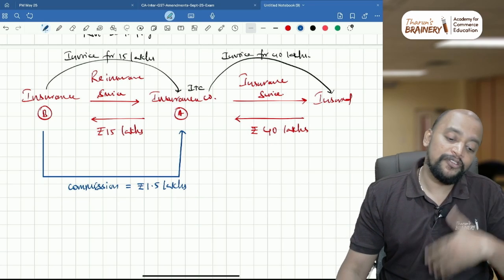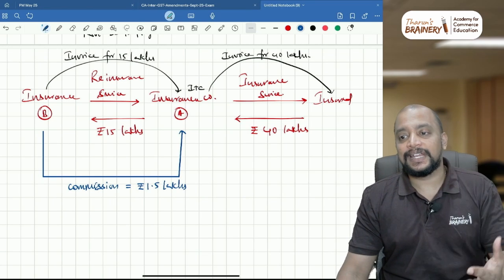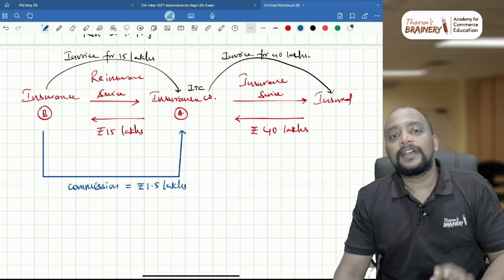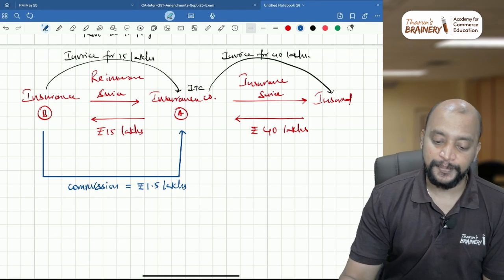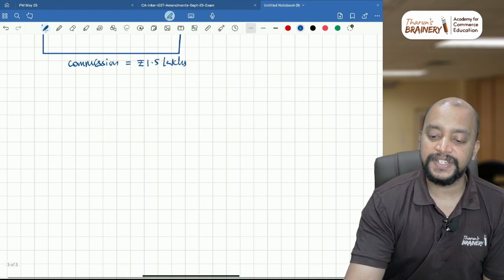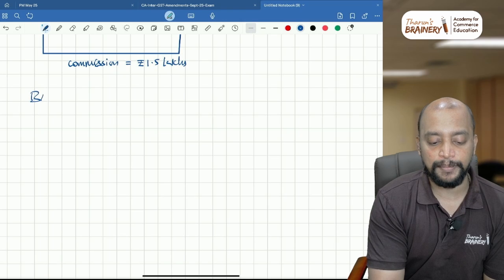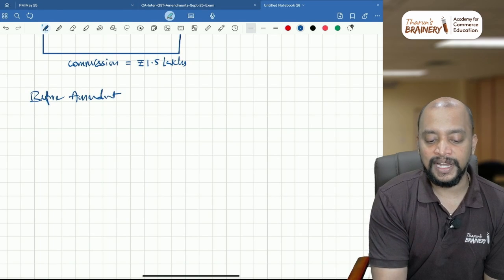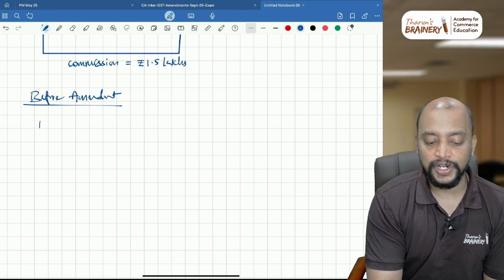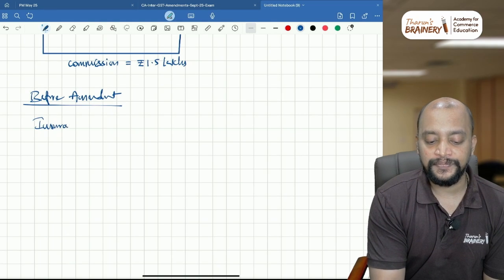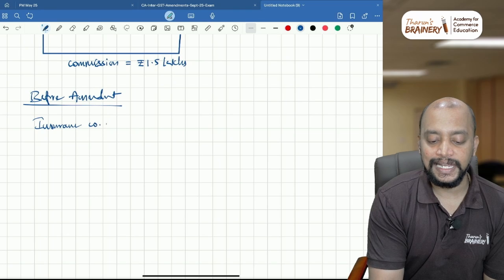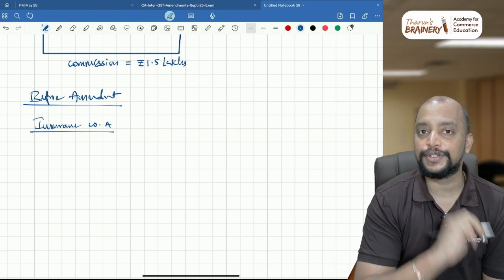Correct? So before amendment, what was happening? Let's see. This is the story. Before amendment, what was happening? First we will see what happened before amendment. First, we will take insurance company A. What did insurance company A used to do?